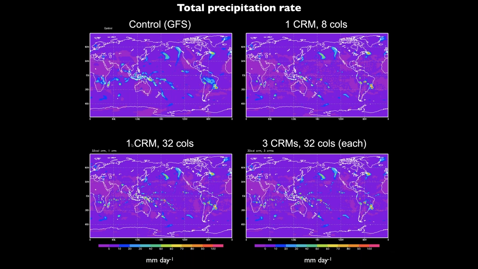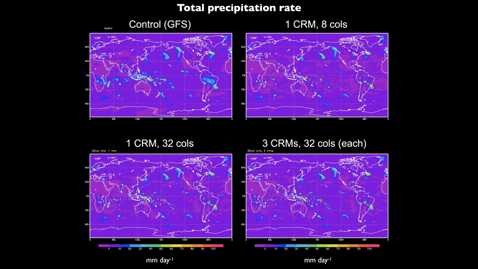This is what you get going still with one CRM up to 32 columns. So now we have a lot more degrees of freedom in the cloud resolving model, but the same grid spacing, I should say. Same grid spacing for the eight columns here and 32 columns here. And then this is the case where we allow three CRMs running in parallel, each with 32 columns to feed back on the GCM. And this is just a very short forecast, a little bit less than a day.